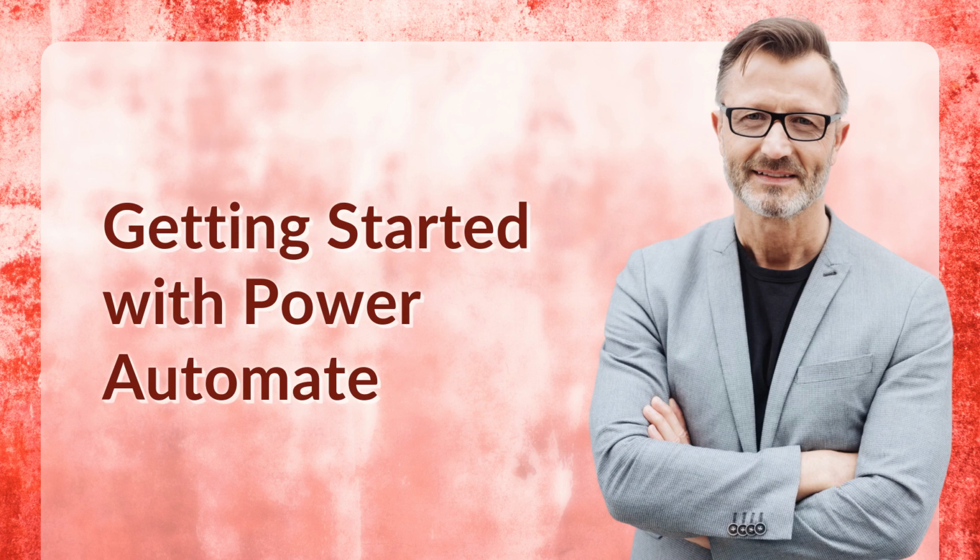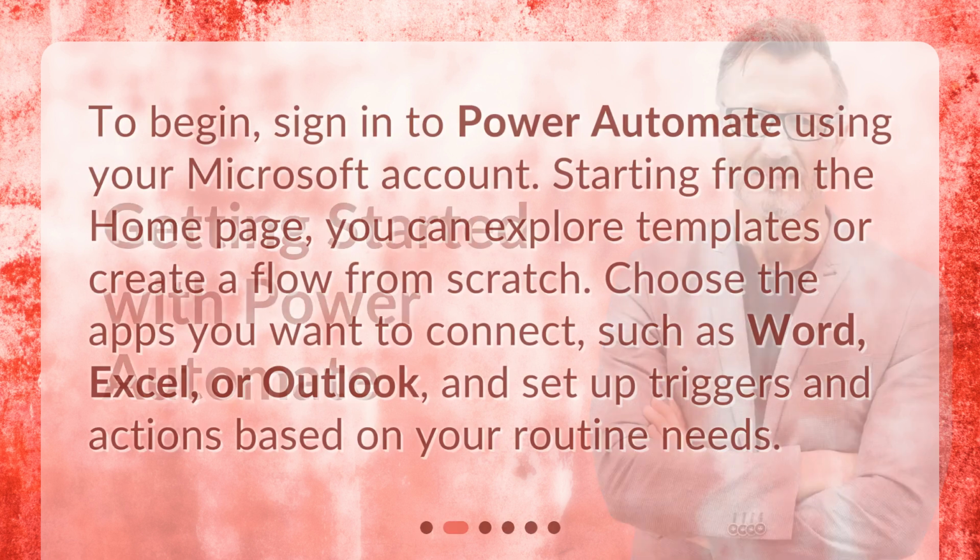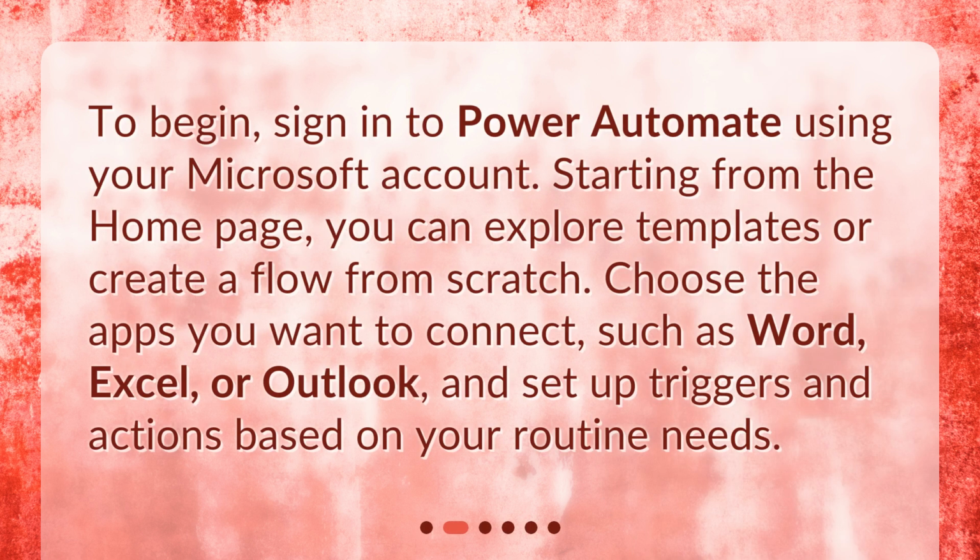Getting started with Power Automate. To begin, sign in to Power Automate using your Microsoft account. Starting from the home page, you can explore templates or create a flow from scratch. Choose the apps you want to connect, such as Word, Excel, or Outlook, and set up triggers and actions based on your routine needs.